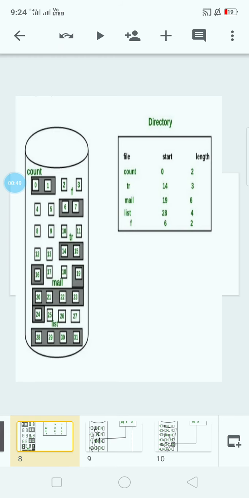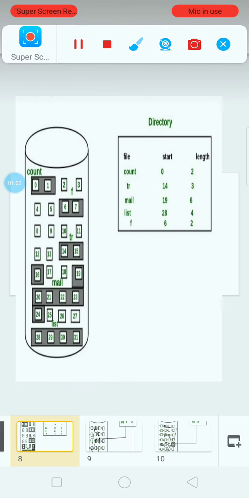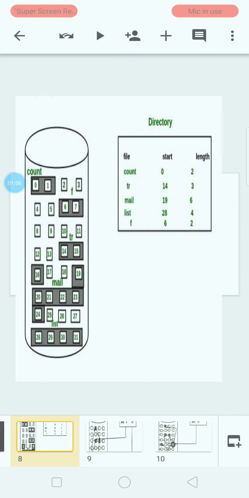Contiguous allocation. In this scheme, each file occupies a contiguous set of blocks on the disk. For example, if a file requires n blocks and is given a block B as the starting location, then the blocks assigned to the file will be B, B plus 1, B plus 2, up to B plus n minus 1.